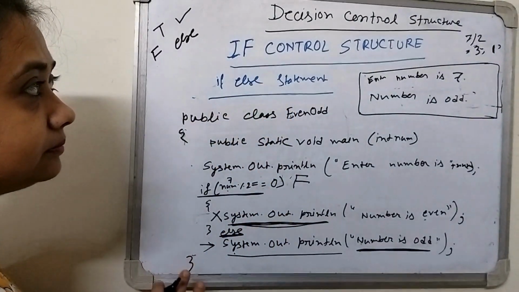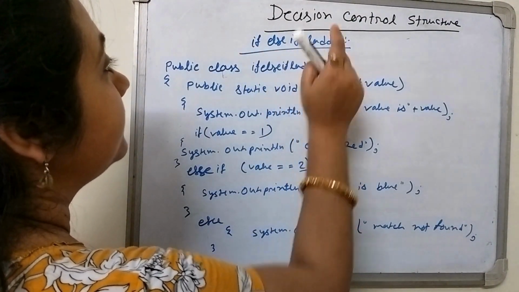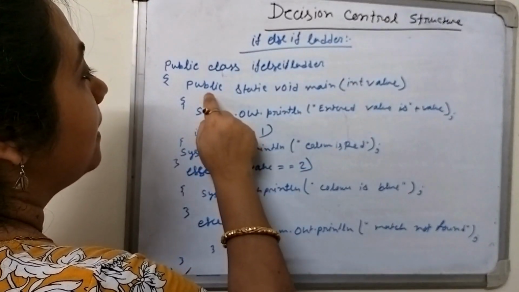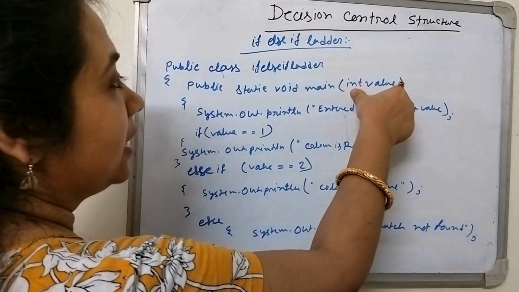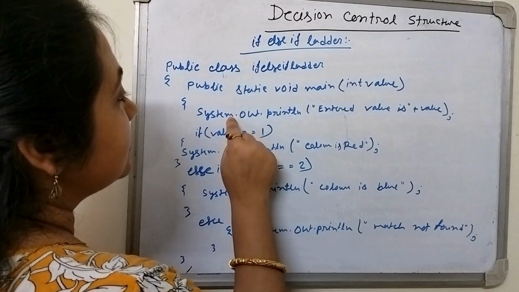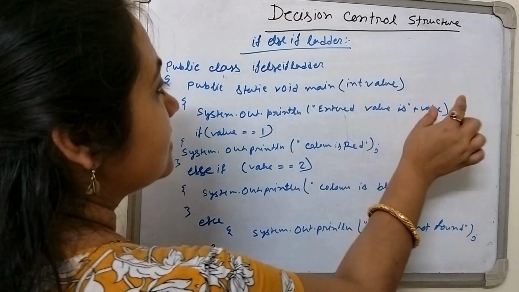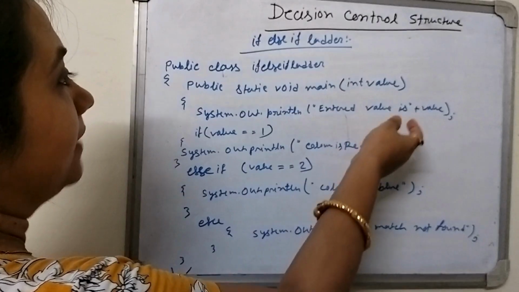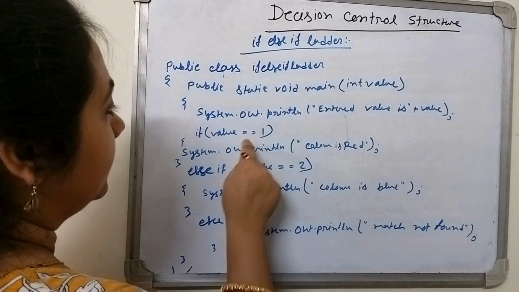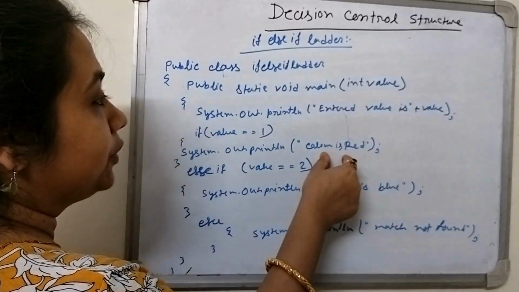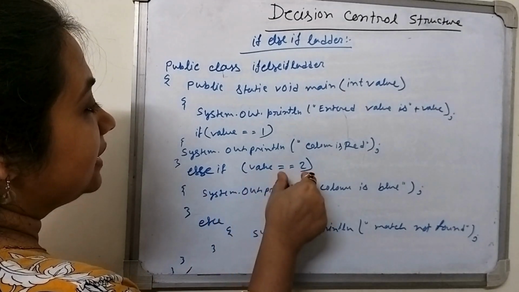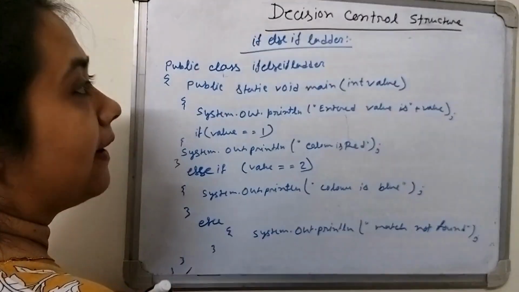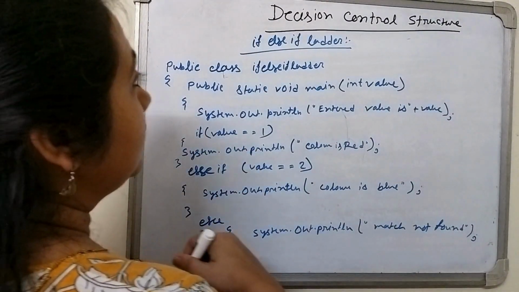Okay, now we are coming to the if else if ladder. Public class IfElseIfLadder, we have declared a class. Public static void main, integer value, we are inputting some value. System.out.println enter value. If the value equals 1, then the color will be red, and this output will be shown. If the value is 2, then the color will be blue, else match not found. Okay, so what will happen?